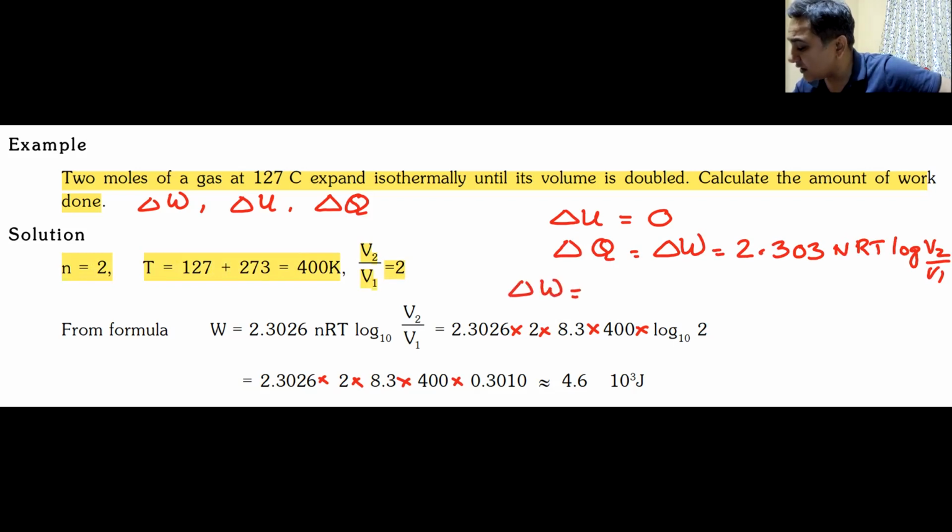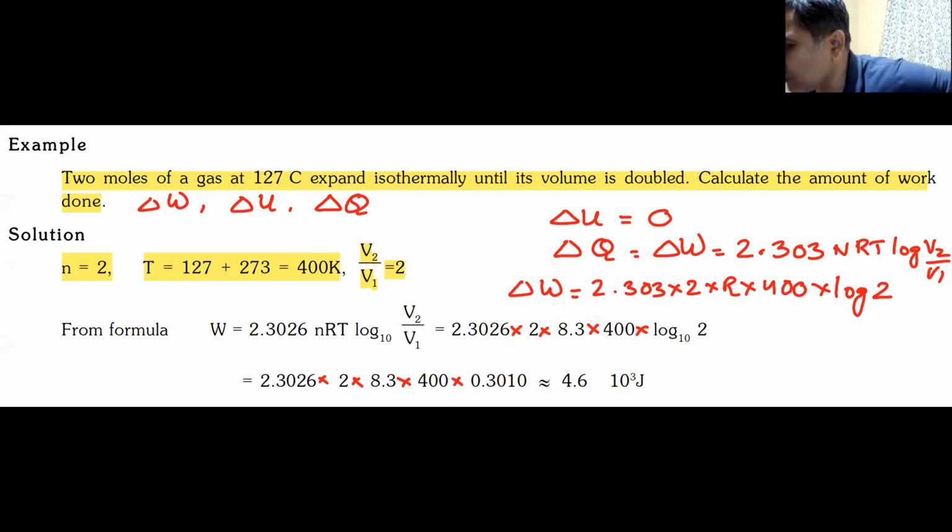So my work done, which is also the heat, is equal to 2.303 multiplied by 2 multiplied by R, 8.3, multiplied by temperature, 400, multiplied by log of V2 by V1, which is log of 2. This will be the form in which the answer would be given. They might not give you the values because they might not want you to calculate all this. This will just become a question of maths and not a question of physics. Do we understand this? So this is what they are looking at. Yes or no?